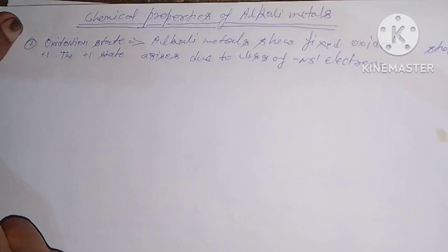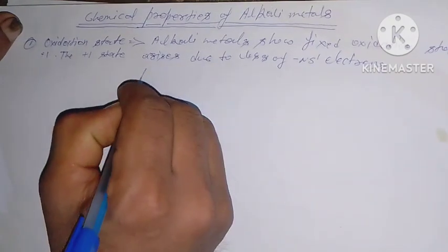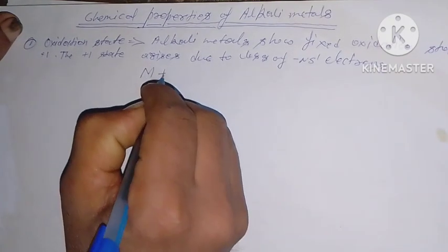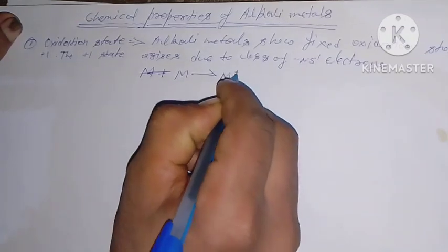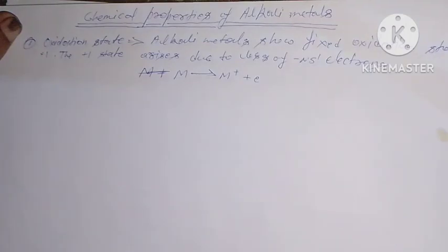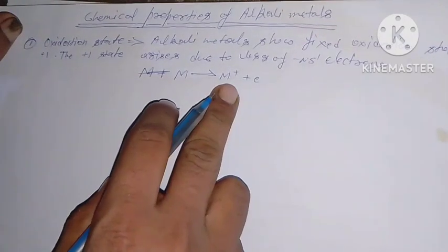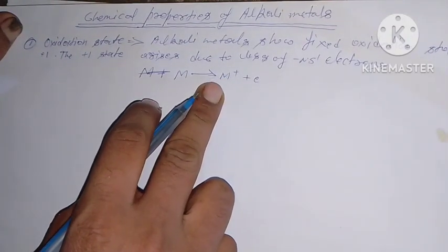The ns1 electron: this is the metal M, and with the arrow, one electron is released and M+ arises.